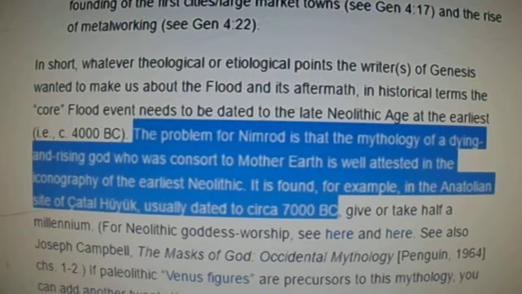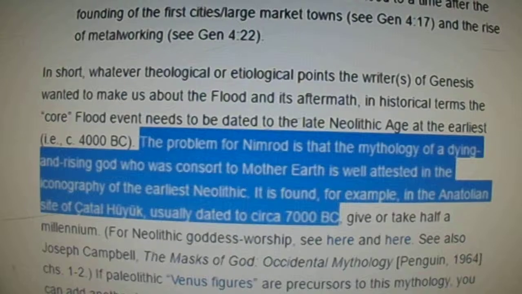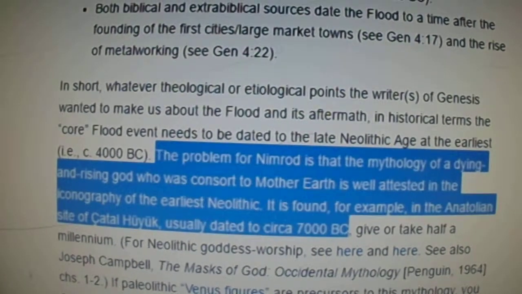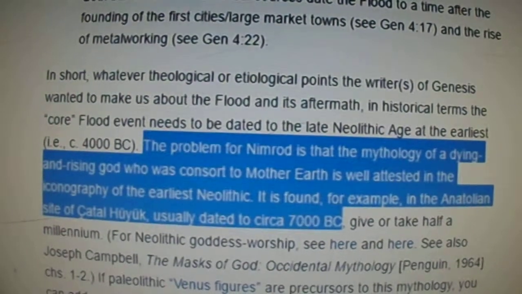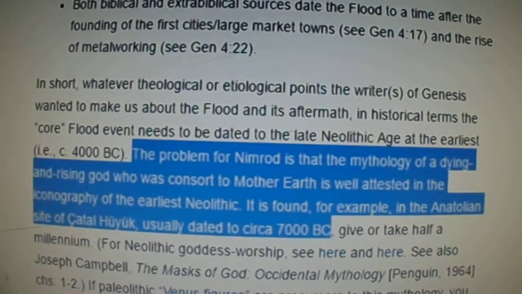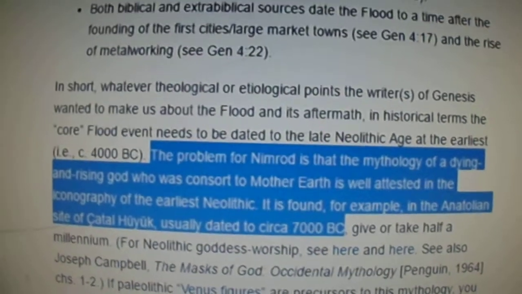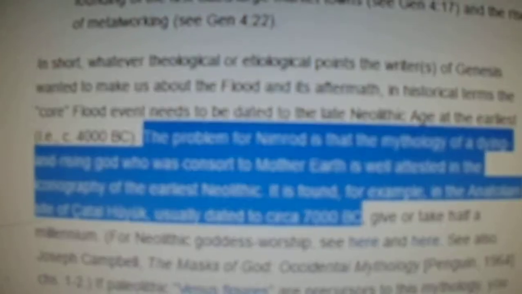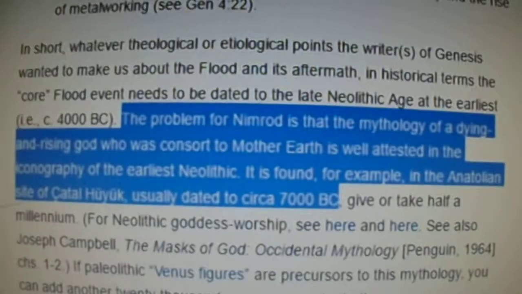So here it says the problem for Nimrod is that the mythology of a dying and rising god who was a consort to Mother Earth is well attested in the iconography of the earliest Neolithic. It is found, for example, in the Anatolian site of Catalhuyuk, usually dated to 7000 BC. So Nimrod was much later, so he is not responsible for this dying and coming to life again.